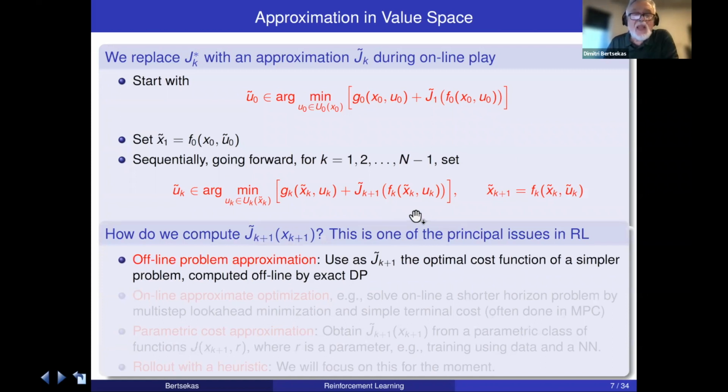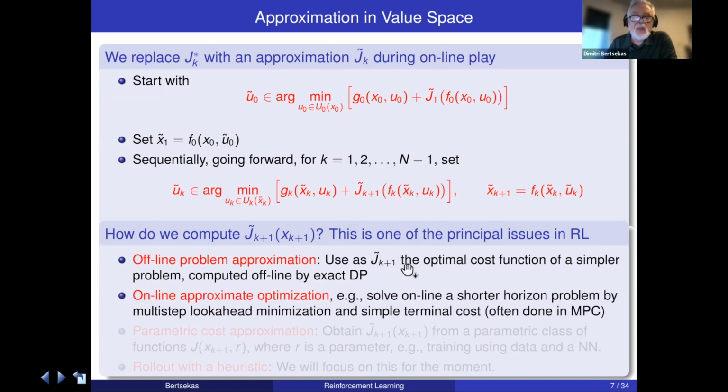So an evident question is, how do we compute these J tildes? And this is one of the principal issues in RL. It's going to be occupying us for most of our course. There are many different ways to do it, and let me just summarize the principal categories. One possibility is to use offline problem approximation. Suppose we have the original problem and a simpler version of that, and we solve it exactly by dynamic programming. Then we can use the optimal cost function of that simpler problem as our J tilde for this approximation in value space algorithm.